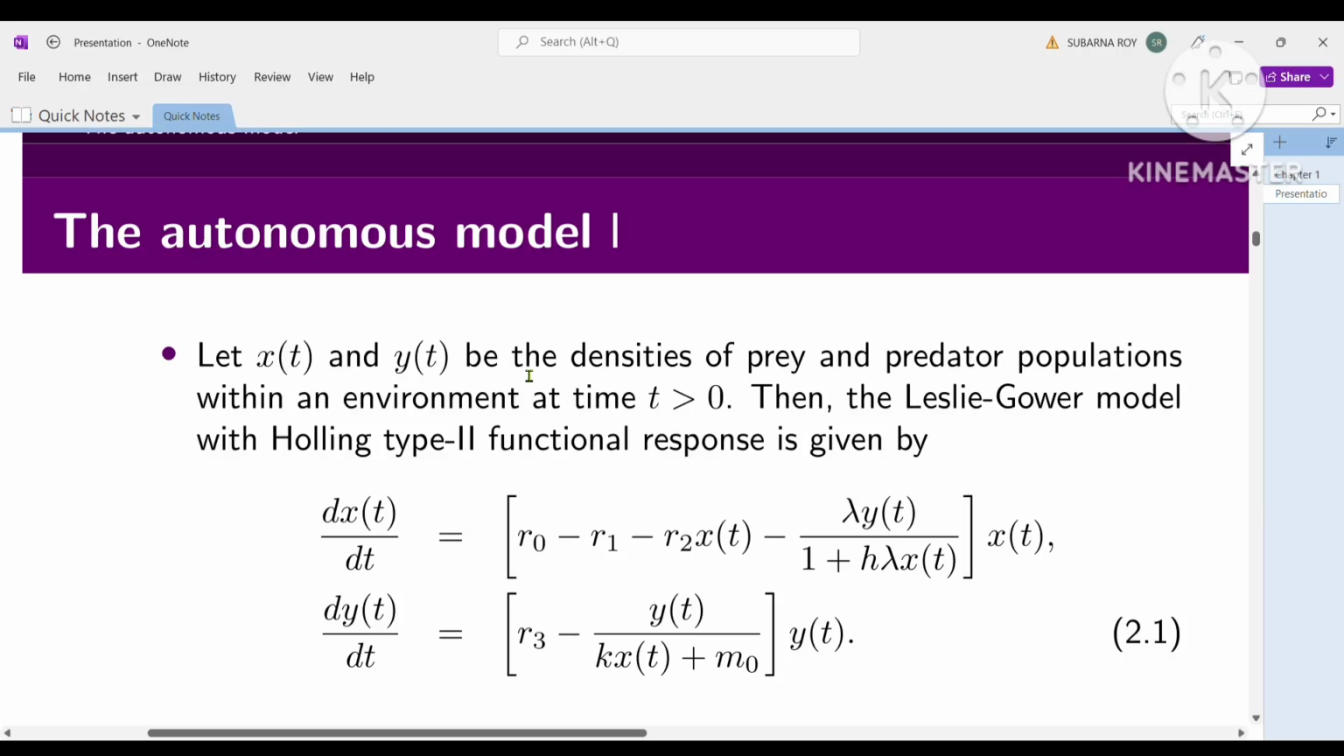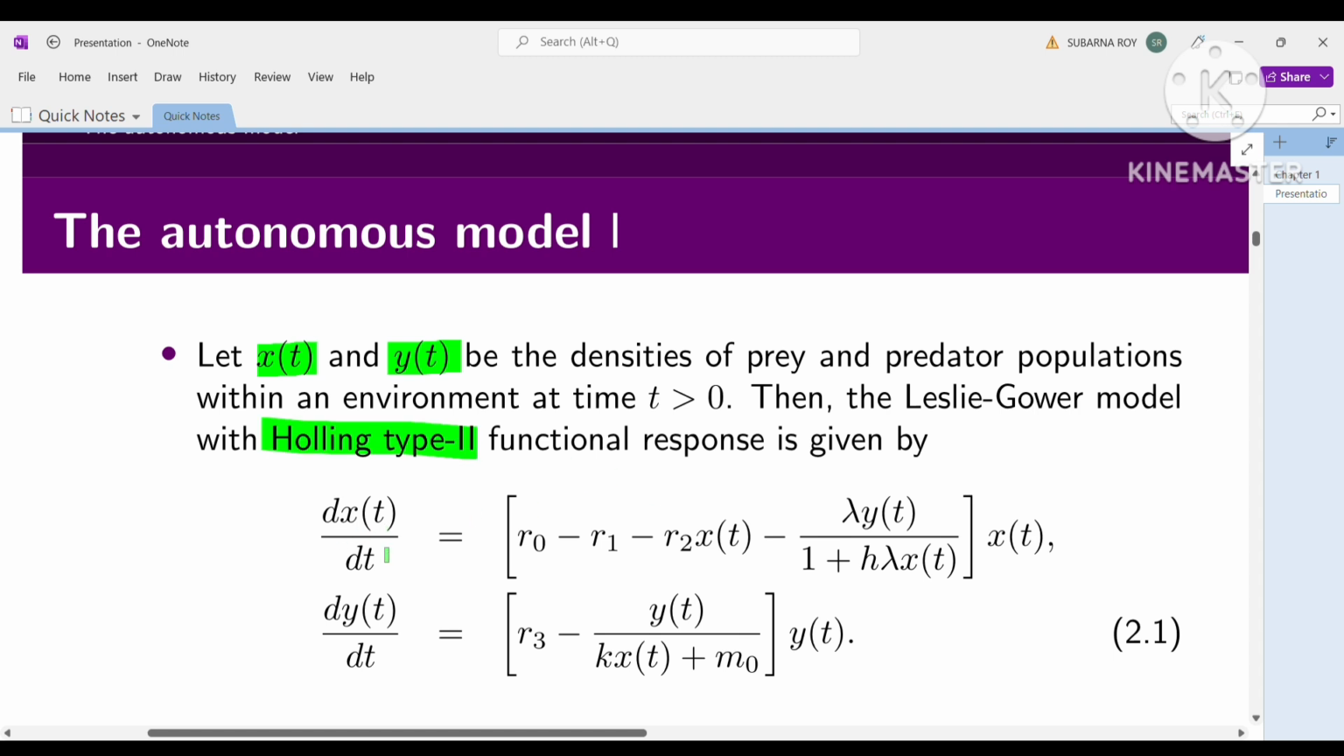Now we discuss our autonomous model. So to construct our proposed model, first we assume that x(t) and y(t) are the densities of prey and predator population. x(t) is the density of prey population and y(t) is the density of predator population within an environment at time t greater than 0. Then the Leslie-Gower model with Holling type 2 functional response is given by this.